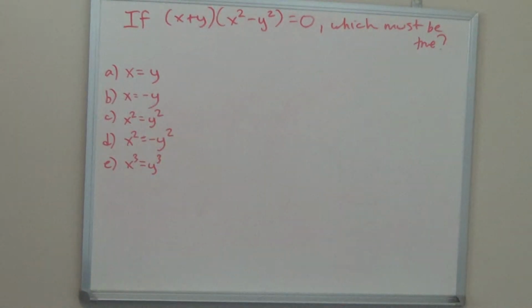It says if x plus y times the quantity x squared minus y squared is equal to 0, which of the following must be true? They give us some options here. So go ahead, give it a shot. We'll come back and we will solve it together.